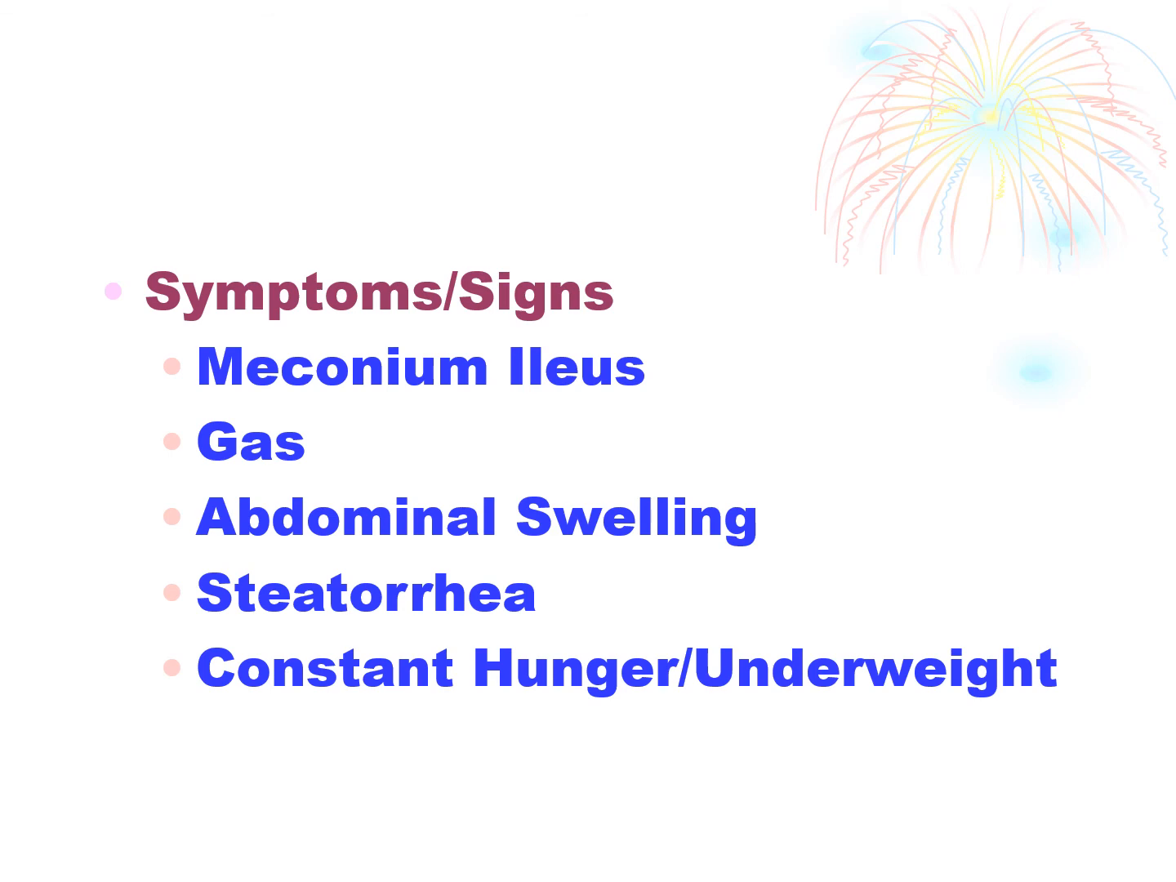So large amounts of undigested food are going to pass into the large intestine, producing symptoms like gas, abdominal swelling, steatorrhea. The patient will complain about constant hunger, and they are typically underweight. And there can be an increased risk of diabetes symptoms and signs. Now, interestingly enough, less than 10% of cystic fibrosis patients do not have GI symptoms and signs. So it's a very common presentation with this condition.